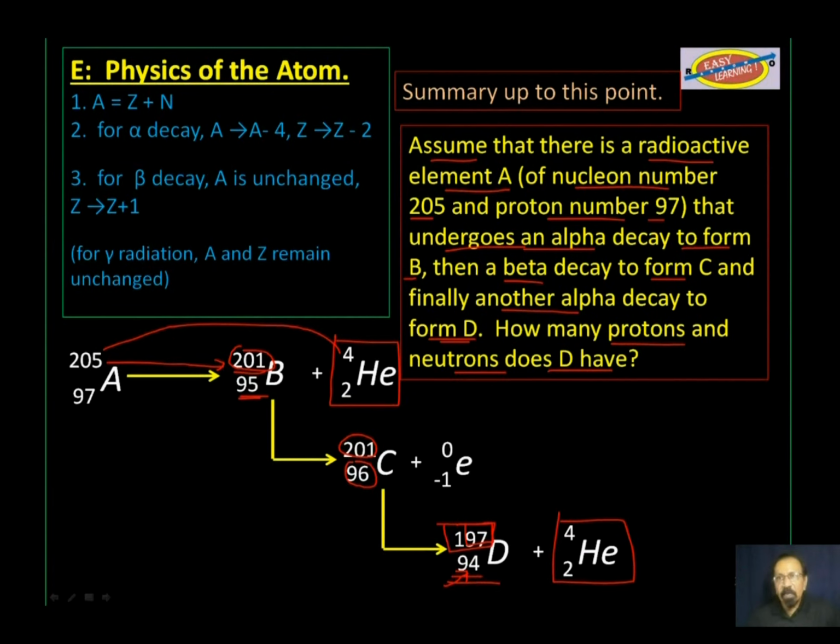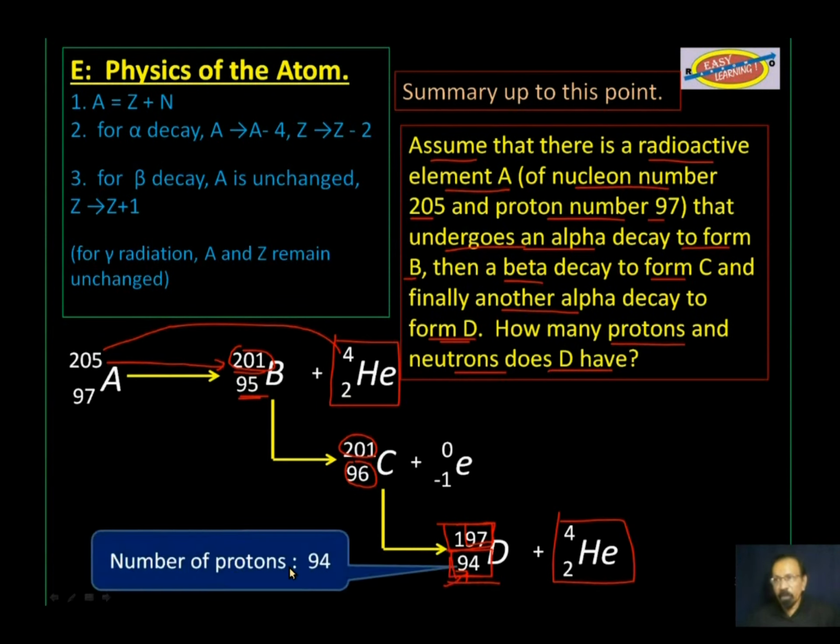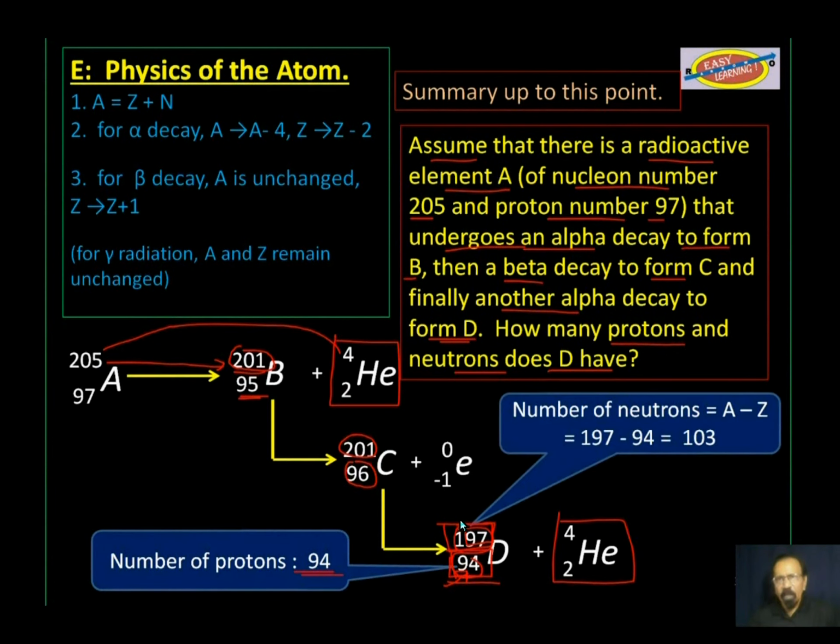And the question is asking, how many protons and neutrons does D have? Well, as it stands here, we know that it has 94 protons. Number of protons is 94. This is the proton number. Now, how many neutrons does it have? You subtract 94 from 197, and you get 103 neutrons. Any gamma emission will not affect these numbers.